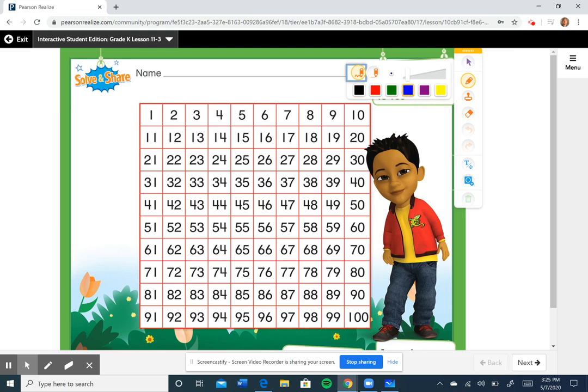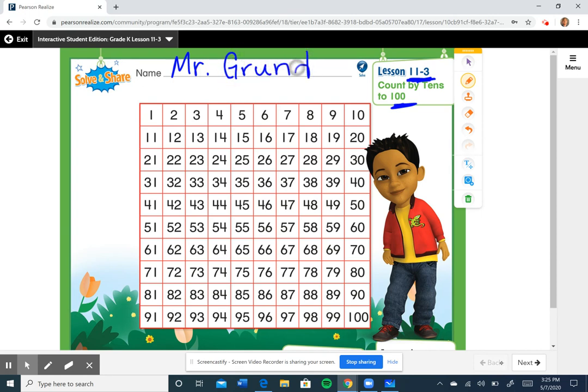All right, kindergarten, welcome back to math on this lovely Friday, the last day of the week. We are doing lesson 11.3, and we are counting by tens to get to 100. So make sure we write our names on our papers right away. And we are really, really good at counting to 100 by tens already, so this should be pretty easy.